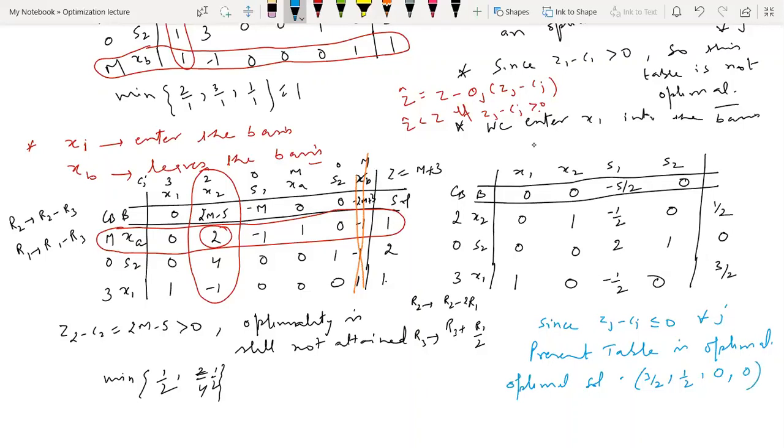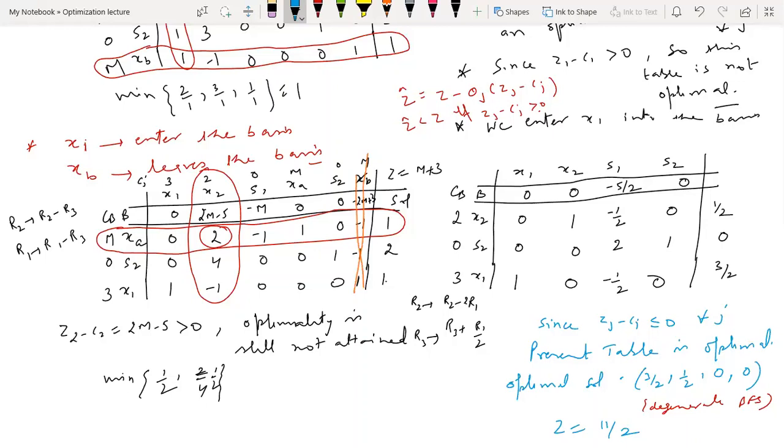You can see this is a degenerate solution because 3 variables are in the basis and one of the variables is taking 0 value. So this is my optimal solution, and in fact I must write that this is a degenerate BFS, just for your information. And the objective function value is what? Z is CB multiplied with XB. So this is 2 by 2 plus 9 by 2, which is 11 by 2. So 11 by 2 is the objective function value.